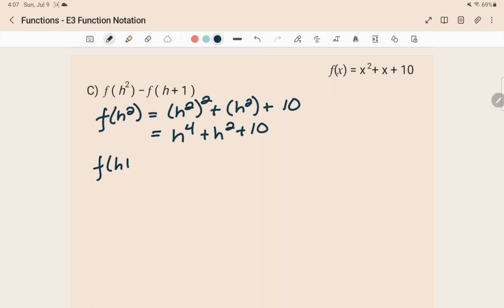All right, on to f(h plus 1). We plug that in everywhere we see an x.